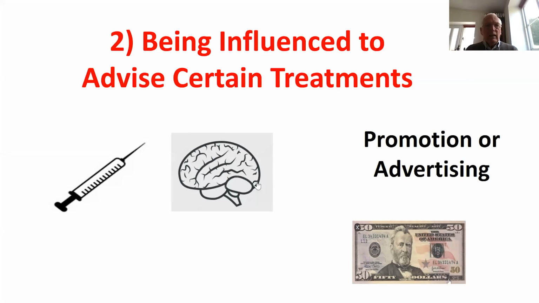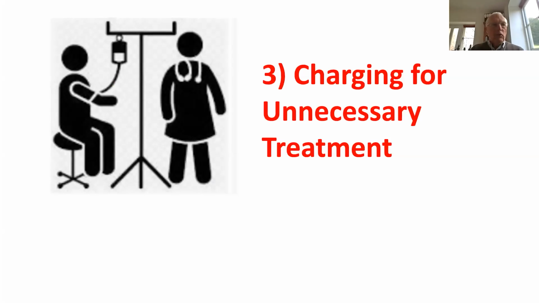Secondly, our minds are affected by all sorts of things. Sometimes, as we've already discussed, through conflict of interest, through promotion of advertising, but we may also be influenced by cash. And there's no doubt that there are many examples where treatments are given as a result of money being given to the doctors. Charging for unnecessary treatment is obviously one which is in the category of corruption.